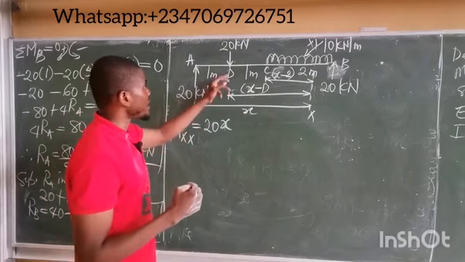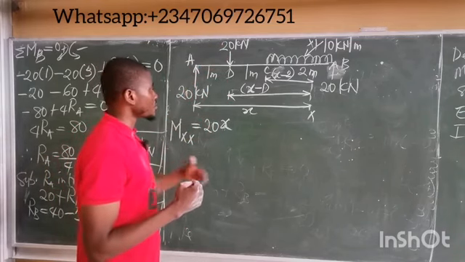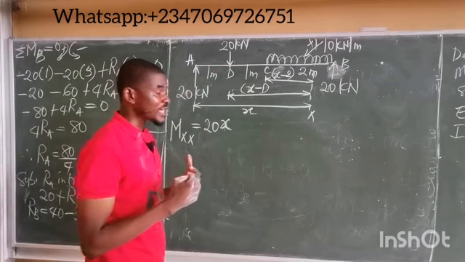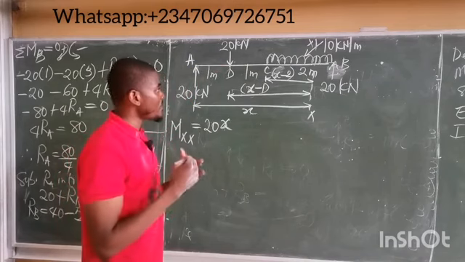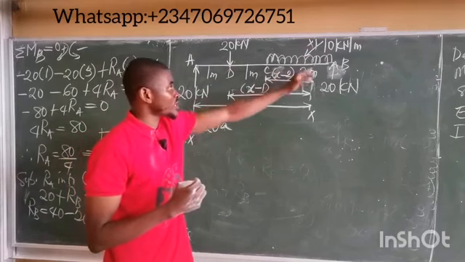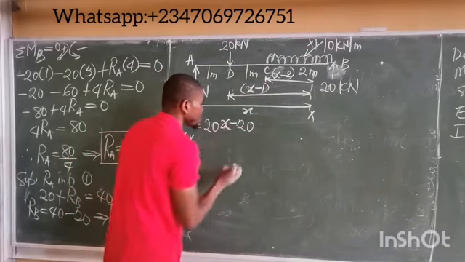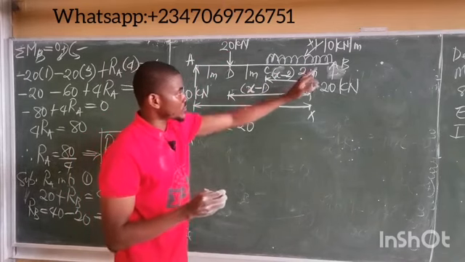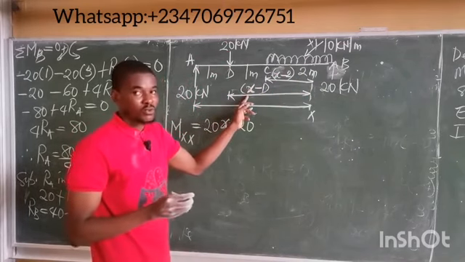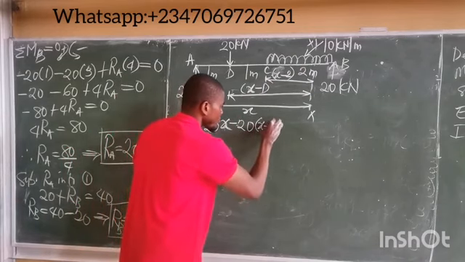Now, from point D, we have a 20 kilonewtons force acting downwards. But this force is acting downwards. So since it's acting downwards, it will have what? A negative moment. And moment is simply force times distance. The moment of this force about the point of section is simply this force, which is minus 20, times the distance it takes this force to get to the point of section. Here it is given as X minus 1. So you simply have times X minus 1.